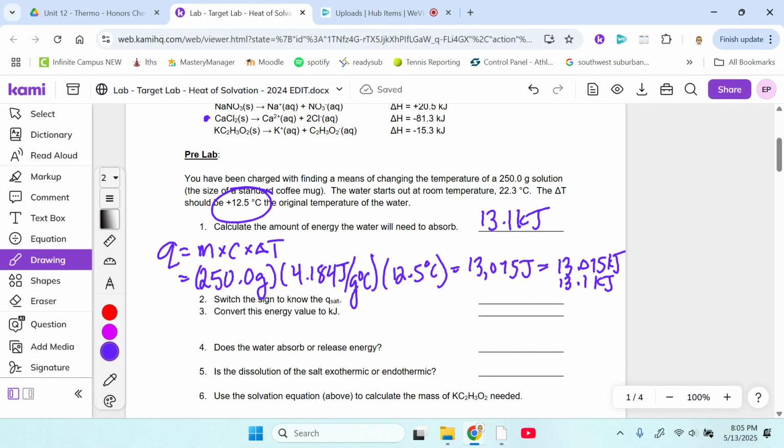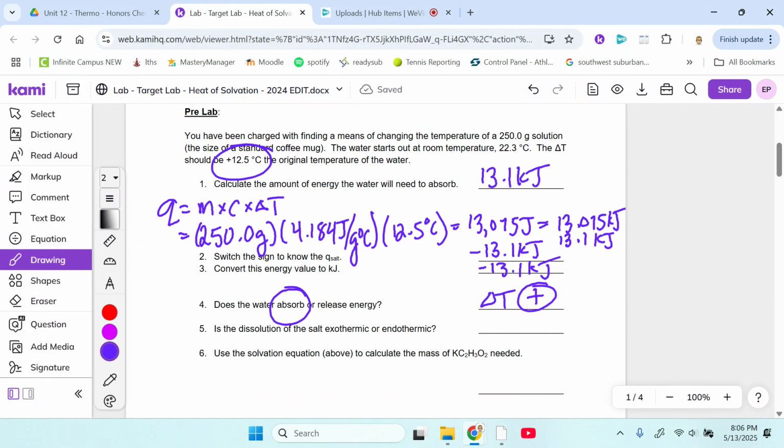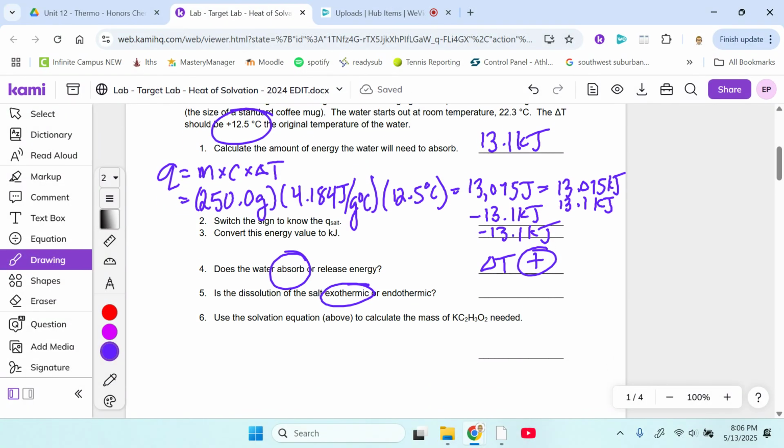Now it says switch the sign to know the amount of energy that the salt is releasing into the water. Well, that's simple enough. We'll make it negative 13.1 kilojoules. Convert this to kilojoules. Oh, okay, we already did that, so just copy that down. Does the water absorb the energy or release? Of course it absorbs it, since the delta T is positive. Is the dissolution of the salt exothermic or endothermic? Well, it's got to be releasing energy to the water, so it's exothermic.